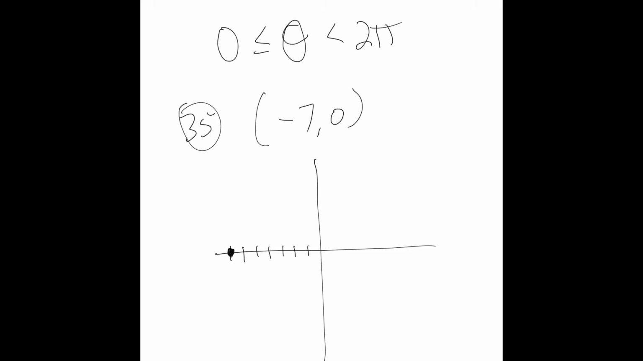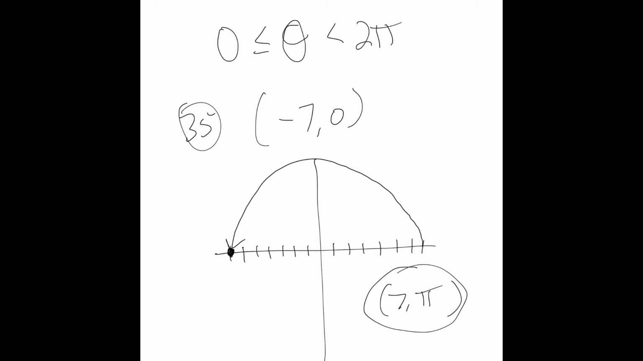Well, my radius can be positive 7 or negative 7. So let's say the radius was positive 7. Let's say we started over here on the right side. And I need a positive radian. So if my radius is 7 and I need a positive radian, what would the radian be? If we go in the positive direction, we're going this way. It's pi. Okay, so that's one answer.